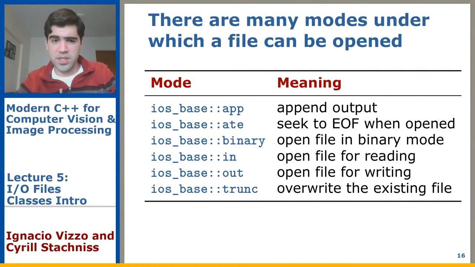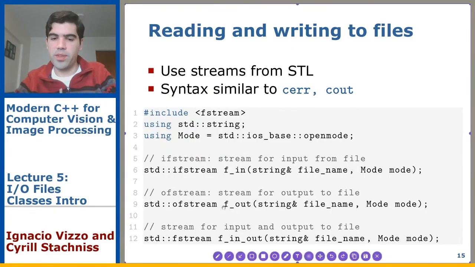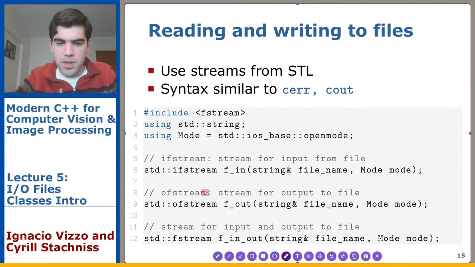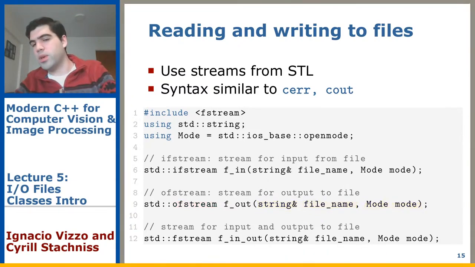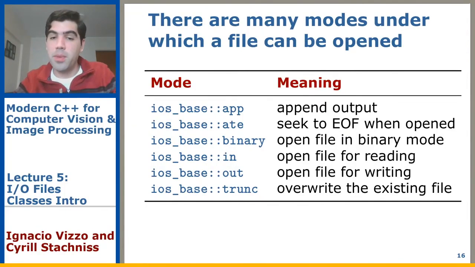Sorry, these are the modes you can open. When you create these objects, in this case you're creating an output file stream, and then you need to use some parameters. The first one will be the file name, of course, and then the mode. The mode can be any of these or any combination. You can do append, you can do binary mode, you can do in, out. There are many modes for how you can deal with files.